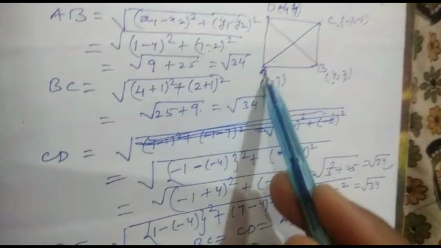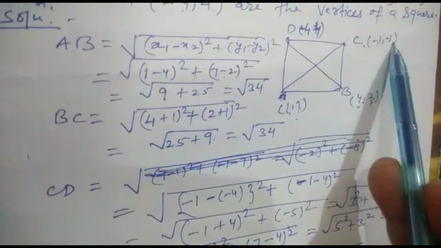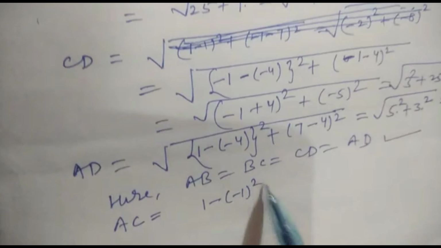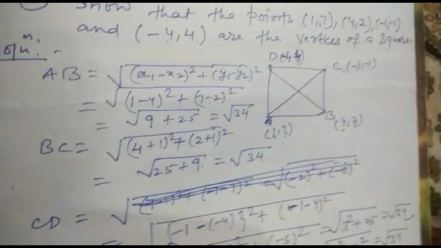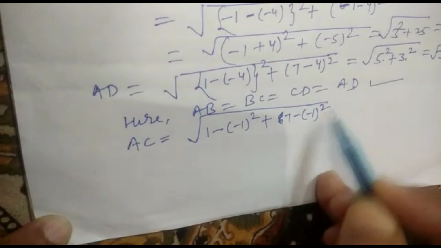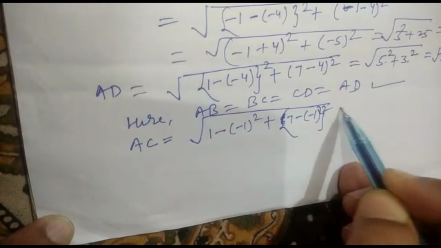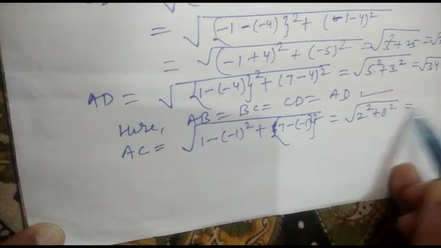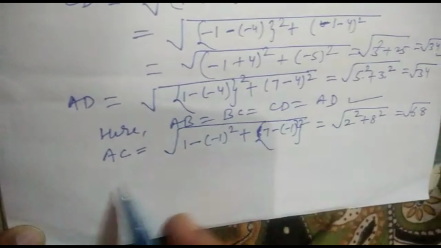The AC will be AC. The coordinate of A is (1, 7) and the coordinate of C is (-1, -1). So x1 is 1 and x2 is -1. So (1 minus -1) whole square plus (7 minus -1) whole square. This is 2 square plus 8 square. This is root 68.